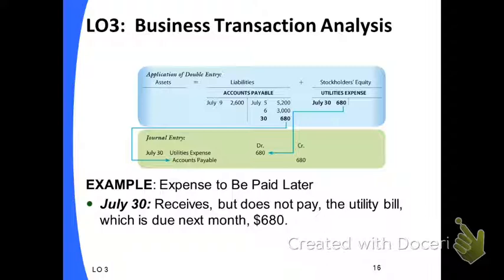Next, we have an expense that we incur that we're going to pay at a later date. So on July 30th, we receive a bill, but we don't pay it. We receive our utility bill, and that bill is due next month for $680. So we're going to record that we recognize that expense because we've received that bill, but we have a liability associated with it because we're not paying it yet. So we record the debit to our expenses and we credit our accounts payable to show that our liabilities are increasing by the amount of the utility bill.